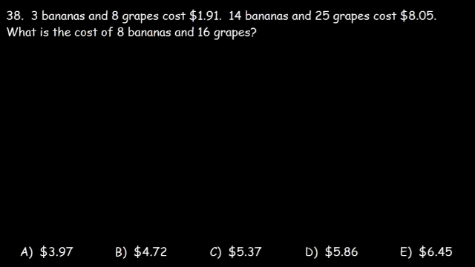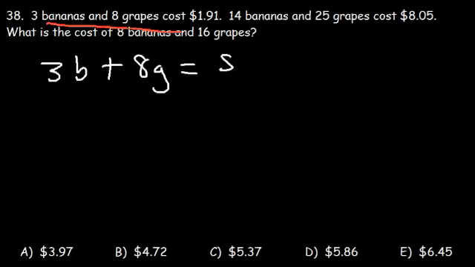38. 3 bananas and 8 grapes cost $1.91. 14 bananas and 25 grapes cost $8.05. What is the cost of 8 bananas and 16 grapes? So we need to write two equations and solve for the number of bananas and grapes. Then we can find the cost of 8 bananas and 16 grapes. So let's begin. Let's start with the first sentence. So 3 bananas, or 3 times B, plus 8 grapes, 8 times G, has a cost, or is equal to $1.91.